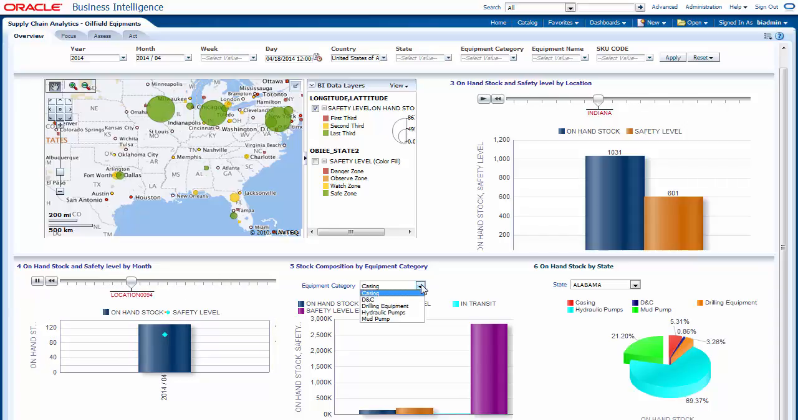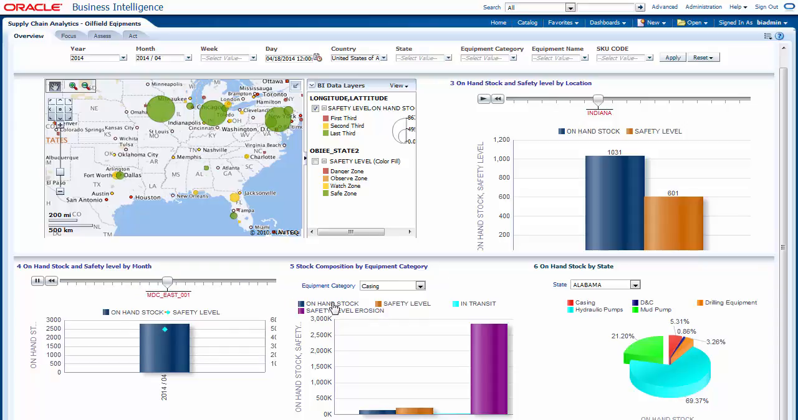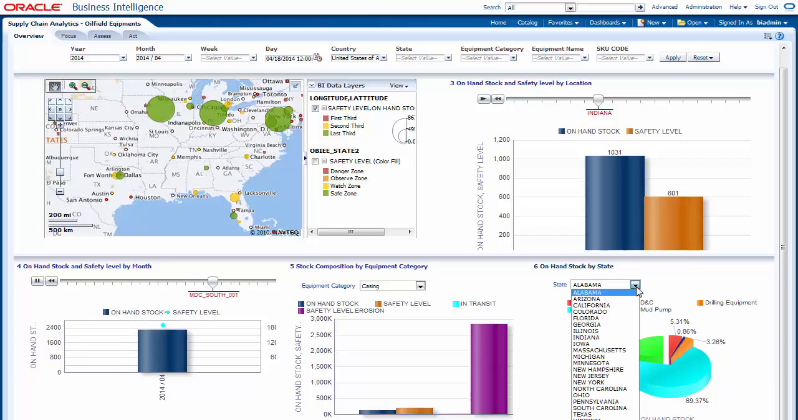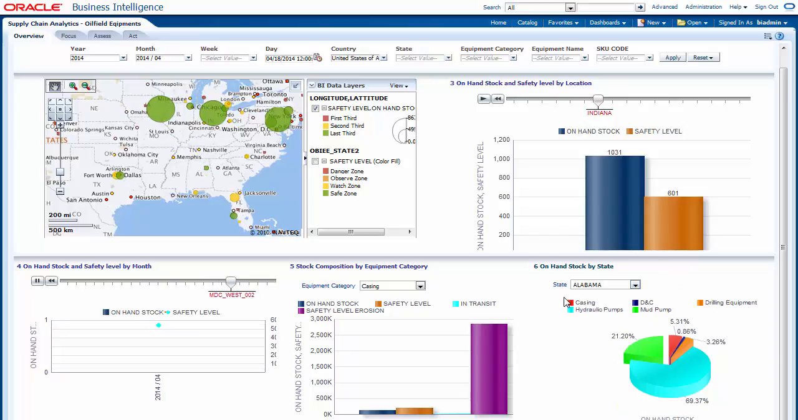Chart number 5 provides stock composition by equipment category. Finally, chart number 6 provides the on-hand stock by state. The most appealing chart on this tab is the geospatial chart for the entire rig management ecosystem.